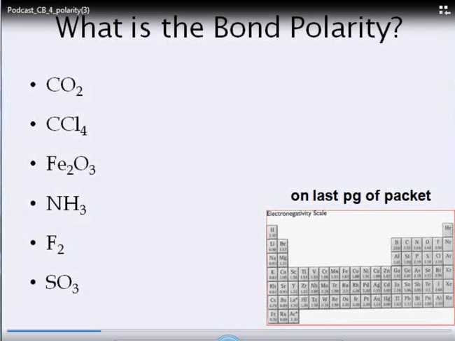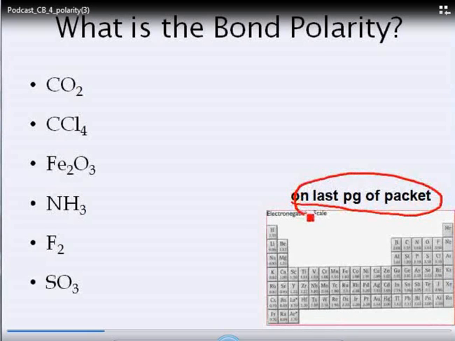Okay, so we can look at bond polarity by using the electronegativity table on the last page of the packet. So remember, electronegativity is the tendency for an atom to be able to pull electrons towards itself when it's in a bond. And if you remember, fluorine is the highest electronegativity on the periodic table. It's got 7 valence electrons.